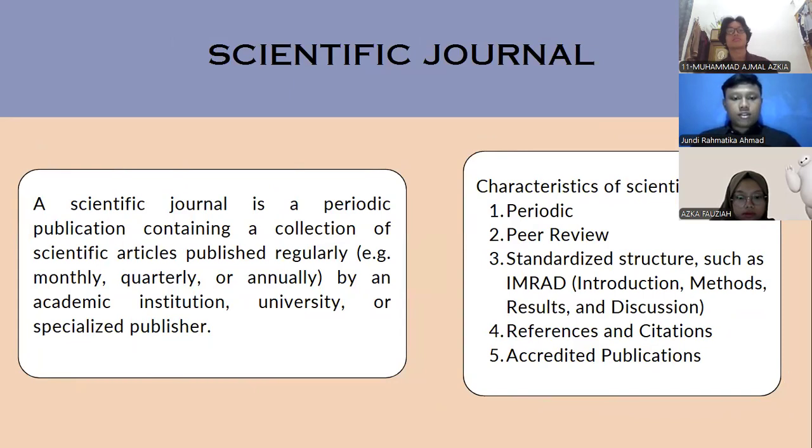Next is scientific journal. A scientific journal is a periodic publication containing a collection of scientific articles published regularly, for example monthly, quarterly, or annually by an academic institution, university, or specialist publisher. Characteristics of scientific journal: one, periodic; two, peer review; three, standard structure such as IMRAD, introduction, methods, results, and discussion; four, references and citations; five, accredited publication.